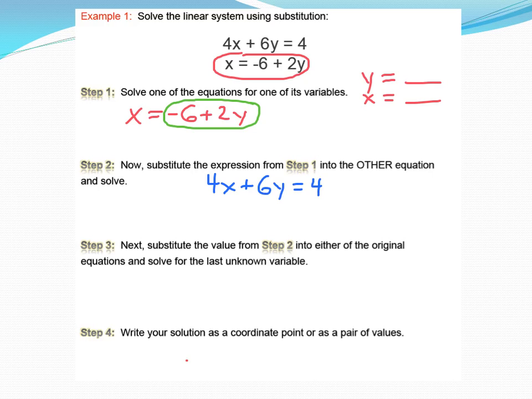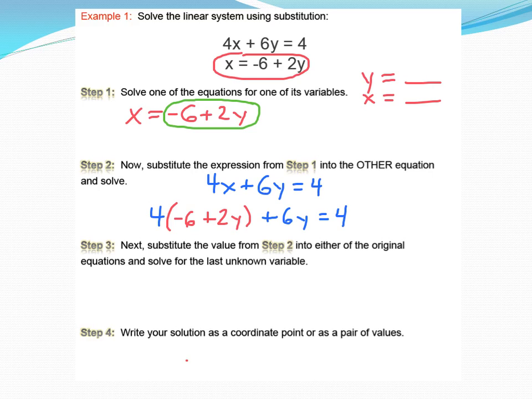So I'm going to take 4. I am then going to replace that x with what x is equal to, -6 plus 2y. And I leave everything else, so plus 6y equals 4. Okay? Now notice I have an equation with y and y. So I have one equation with a single variable. Now I can solve. Okay?